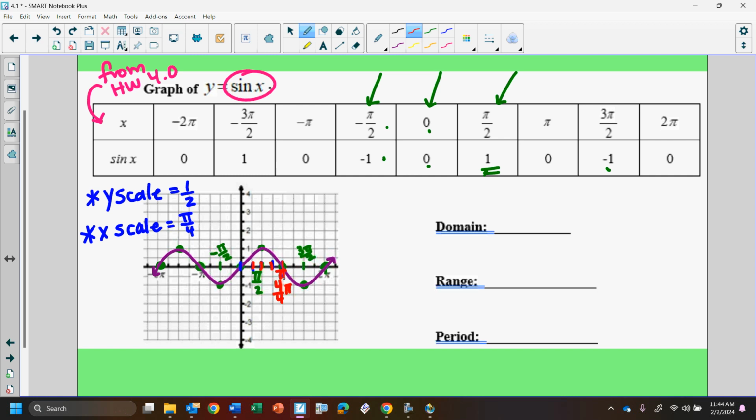All right. With your partners, can you discuss domain and range? We'll do period together. You guys talk domain and range. How far left and right does it go? How far up and down does it go?